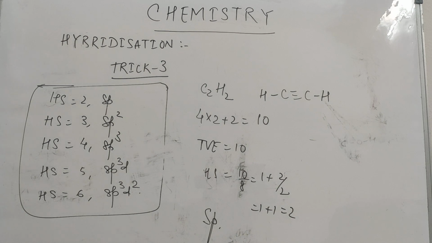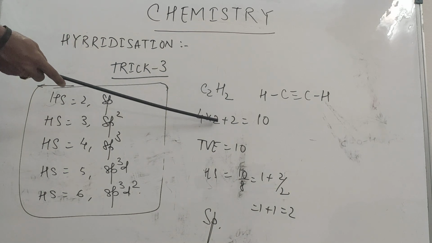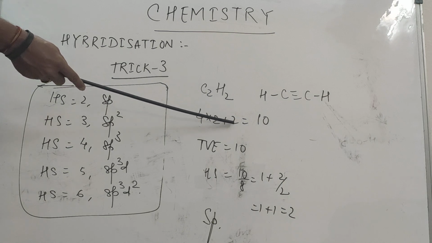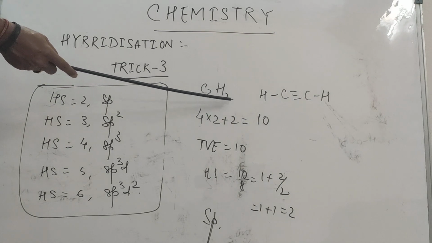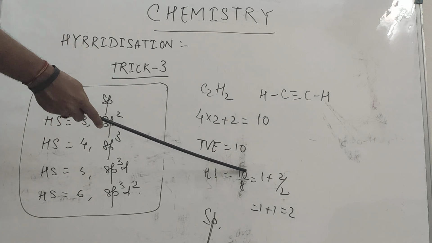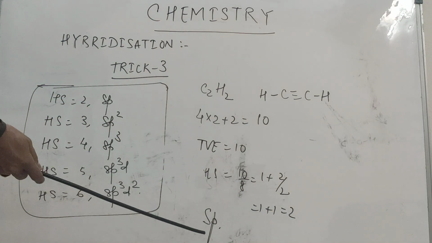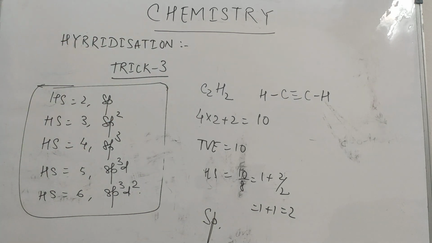Let's see another molecule, C2H2. It is called acetylene. The IUPAC name is ethyne. So 2 carbons are there, so the valence electron for carbon is 8, and 2 hydrogens are there. For 1 hydrogen it is 1, for 2 hydrogens it is 2. So the total valence electron is 10. If we divide 10 by 8, we get 1 and the remainder will be 2. So 1 plus 2 by 2 will give you 2. So 2 means sp, it is linear. So in acetylene the hybridization of carbon is sp and it is linear.